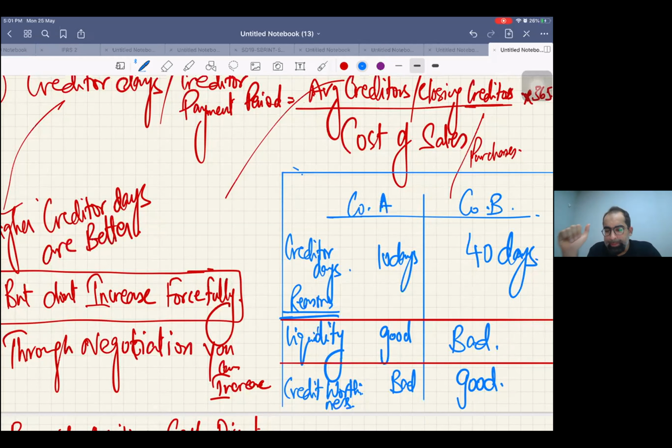Okay, right? Now, company A has creditor days of 10 days and company B has creditor days of 40 days.